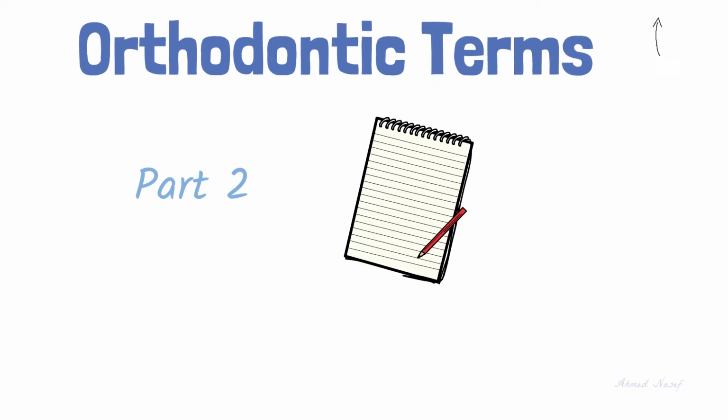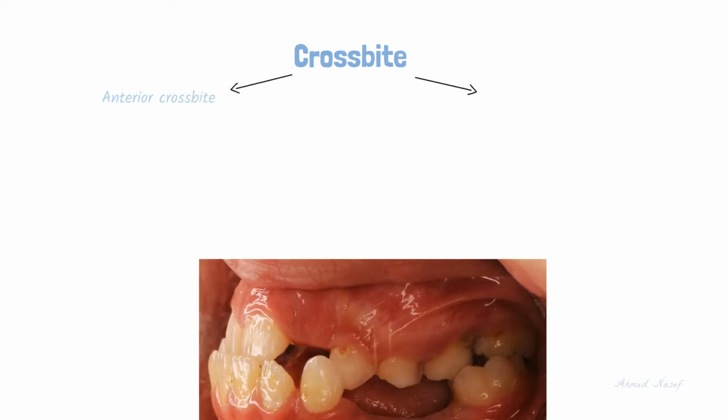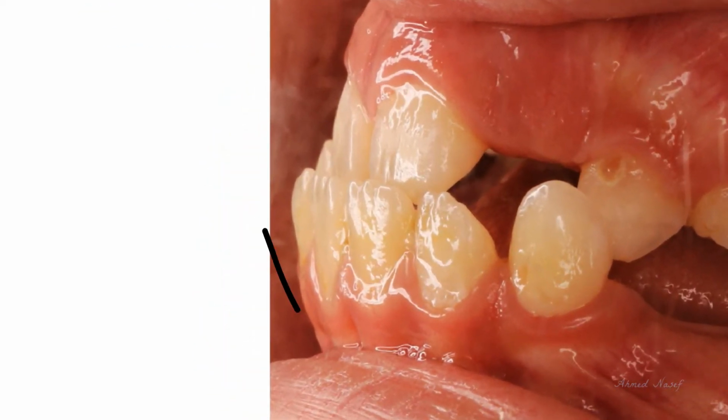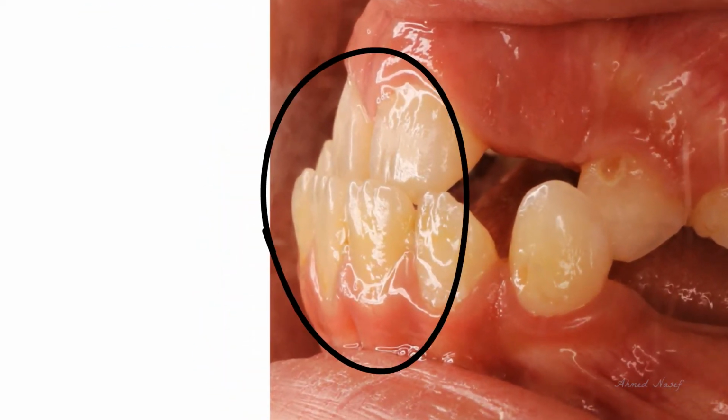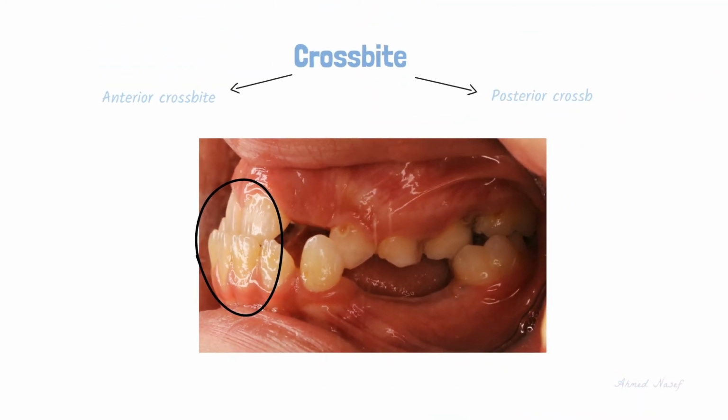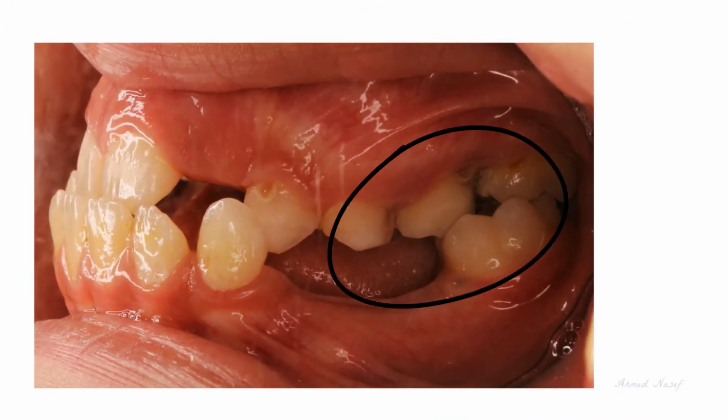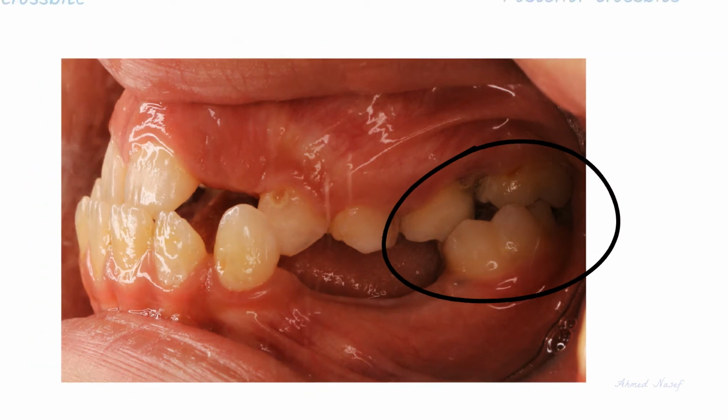So let's start. The first term we will discuss today is crossbite, and we have two main types of crossbites. Anterior crossbite, where the lower teeth are in front of the upper teeth, like in class 3 cases for example, or a posterior crossbite, where the upper posterior teeth bite inside the lower teeth.